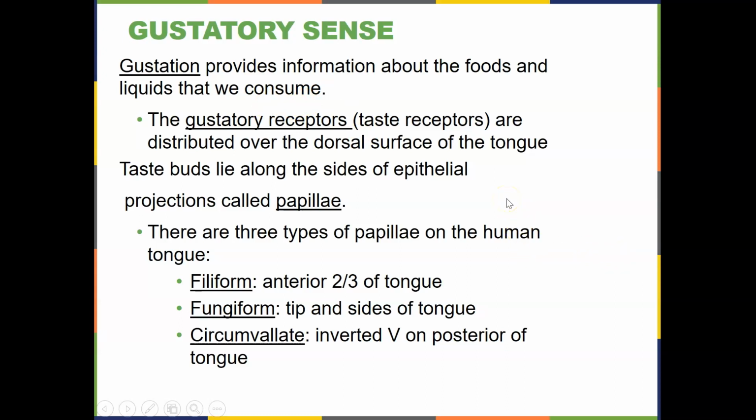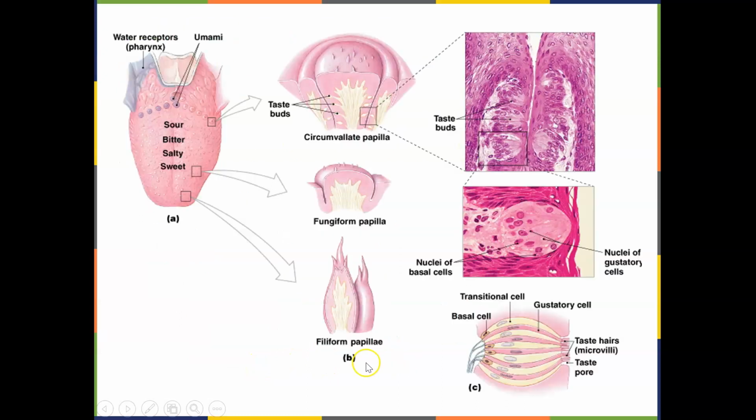Taste buds lie along the sides of what we call epithelial papillae. Okay, the papillae are these little projections on the tongue, and there are three versions: the filiform, the fungiform, because they look like little mushrooms, and then the circumvallate papillae, which look like an inverted V on the tongue. So here are the circumvallate papillae. This is what they look like, and they appear at the way back of the tongue.